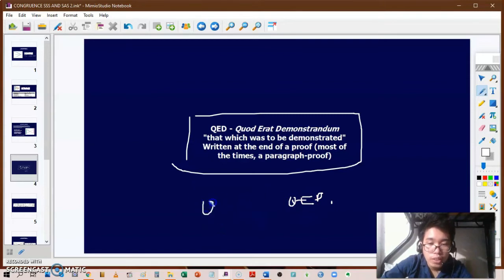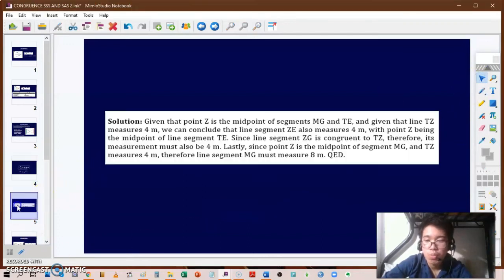So we write QED after that, or we can simply write a specific symbol for that. It can be a shaded square, or an asterisk, or any symbol that you would like. So this is the paragraph proof that we have, guys, for this problem.